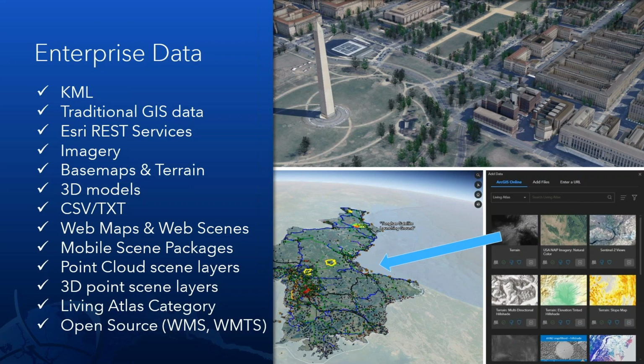So ArcGIS Earth can consume traditional GIS like shapefiles, Esri services, including feature, image, map, and scene services, imagery and base maps and terrain, 3D models, CSV and text files, web maps, web scenes, mobile scene packages, point cloud scene layers, 3D point scene layers, data from the Living Atlas, and all sorts of open source data, such as WMS, WMTS, and we're adding much more, such as WFS, in this upcoming release.